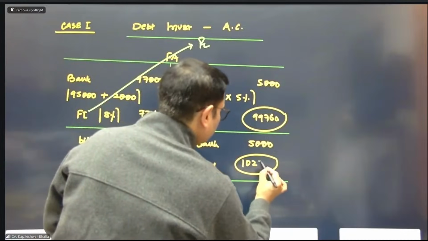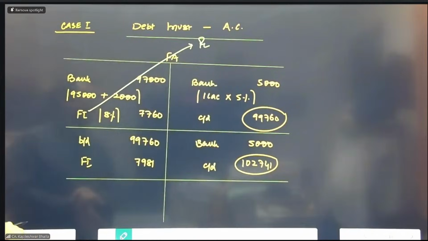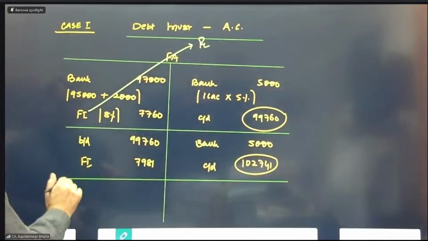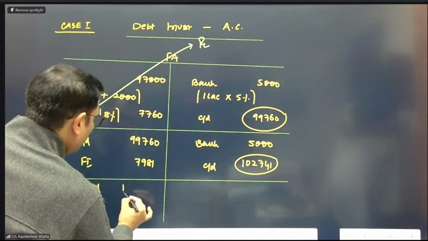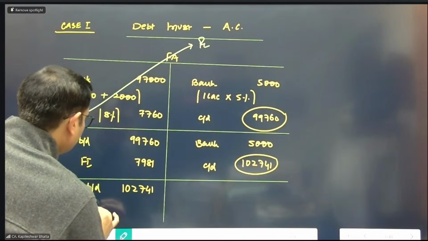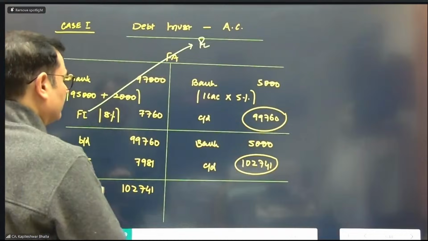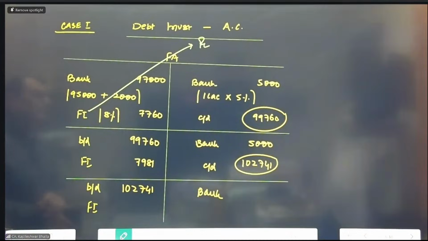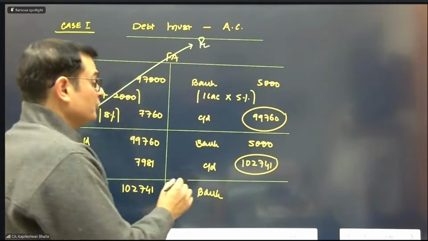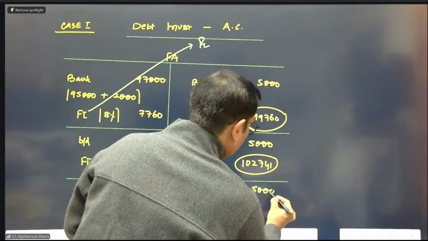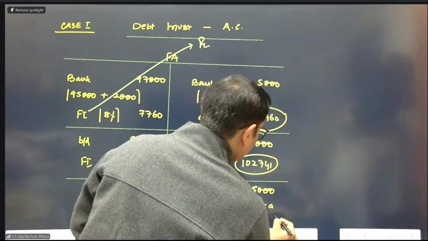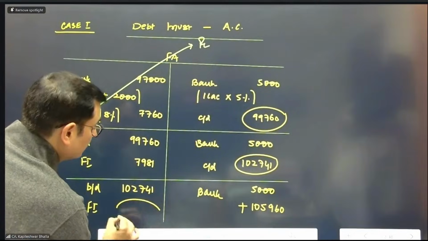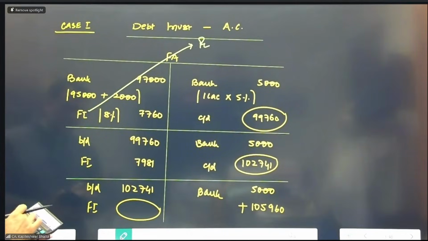This is 102,741. And we've already made this ledger earlier, when I was explaining the concept of AC. So let's take the balance b/d, 102,741. Last year, I'm not calculating the finance income. I'll take it as a balancing figure just to get accurate results. And now in the third year, which is the last year, you receive the interest on the coupon rate and you get the face value plus the premium, that is 105,960. And you can comfortably take the finance income as a balancing figure.